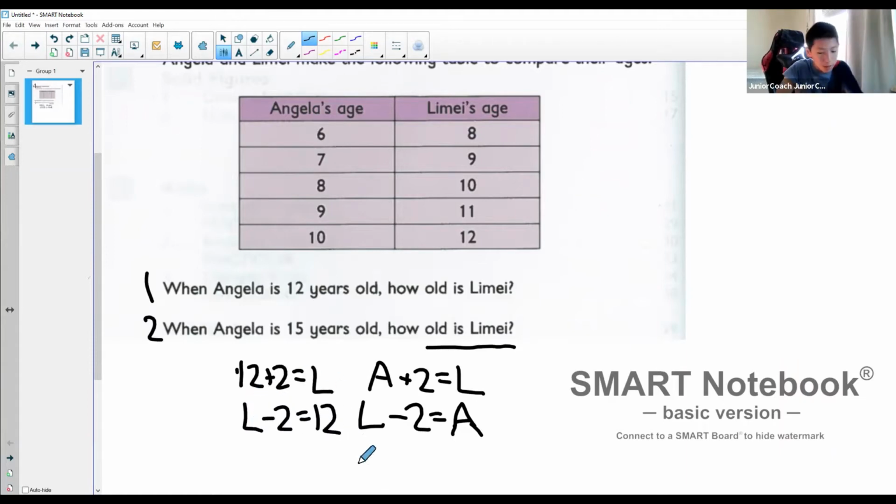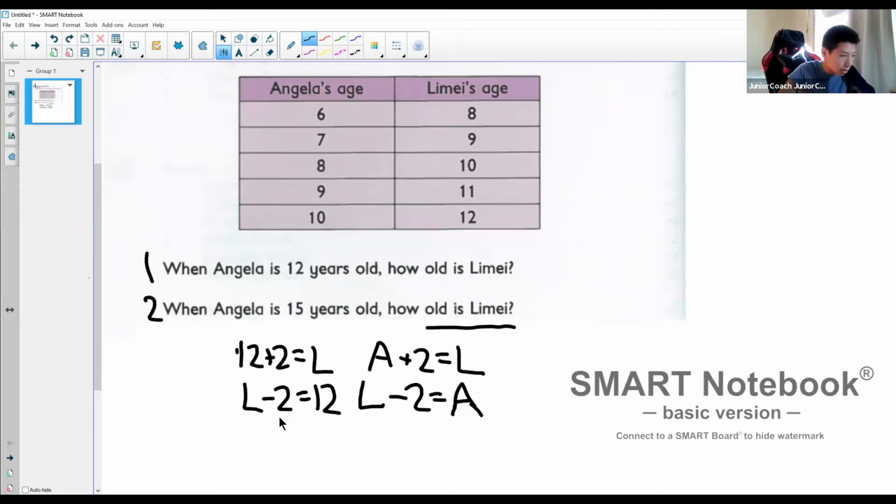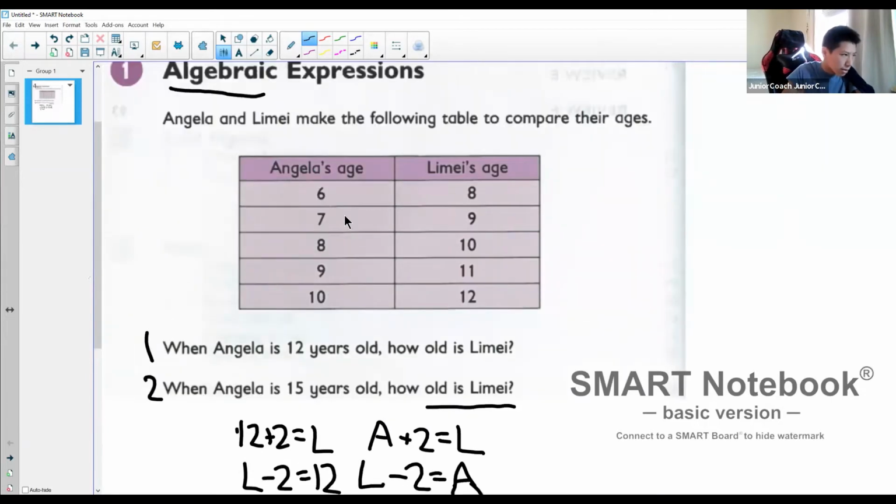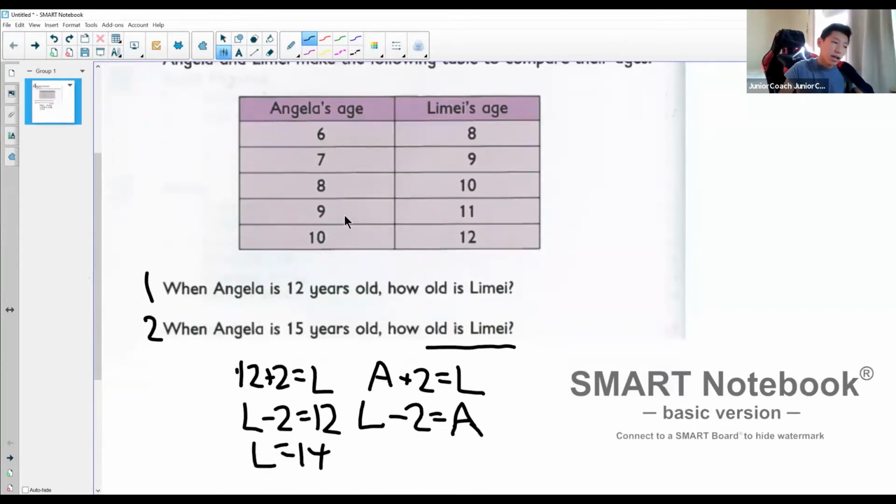They're the same thing. We'll talk more about how you can go from equation to equation later on. But then you can solve this for L equals 14, and the answer is Li Mei equals 14, her age, of course, or his. I actually have no idea what Li Mei is. There we go. All right. The second problem is the exact same thing. You just change 12 to 15.